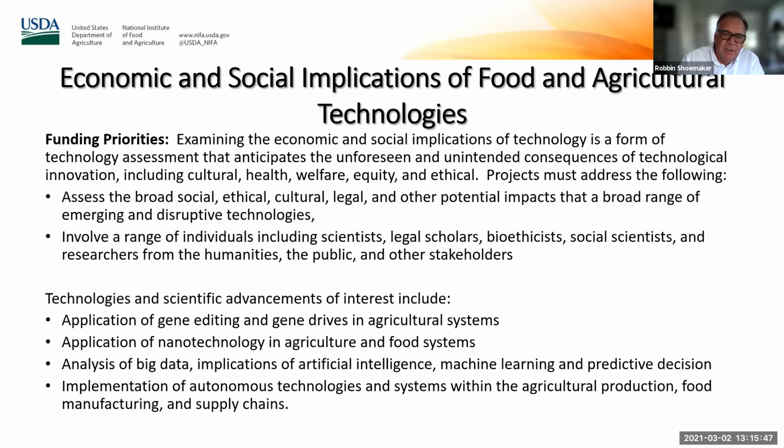Some of the types of technologies or advancements we are interested in include gene editing and gene drives, nanotechnology, big data and AI, machine learning, and implications of autonomous technologies. So you get the idea that it's the whole range of exciting emerging technologies that have potentially lots of benefits, but also raise all kinds of questions about unintended consequences. And so there's a need for a broad variety of social science to look at these problems. So that's what that program is about. It's pretty cool, I think.